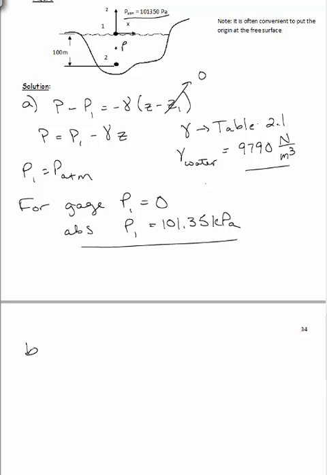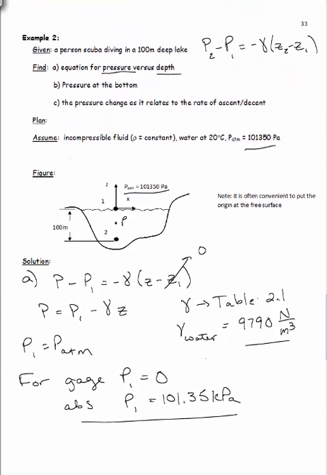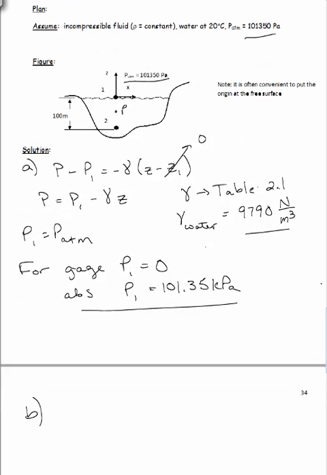Let's just say that's done. Either one of those would be right on a test, as long as you indicate whether your final answer is in gauge or absolute pressure. Okay, pressure at the bottom then. P bottom is P2. We got an equation.